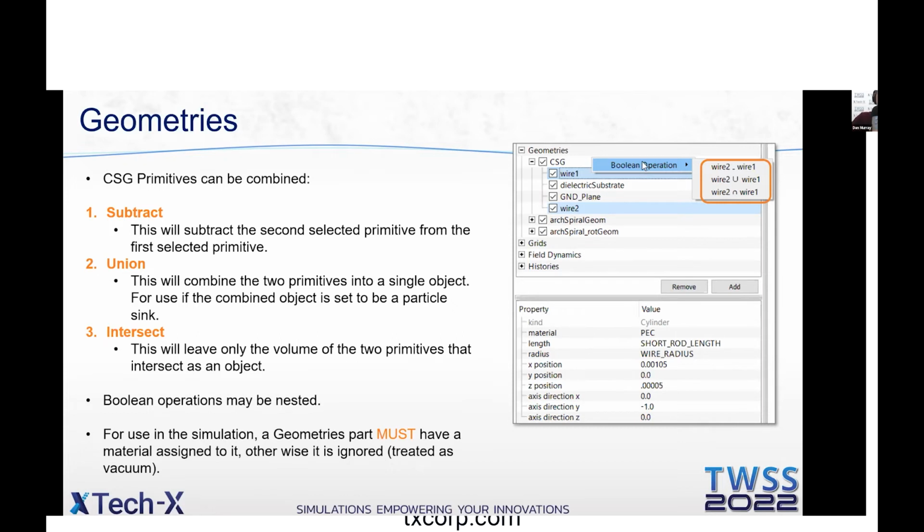I would like to mention again, for use in a simulation, the geometry part must have a material assigned to it. Otherwise, that geometry gets treated like it's made of vacuum, and so it just simply does not exist within the simulation. And so that is kind of key. You can import a material, but you then need to assign that material to a geometry in order for the geometry to show up in the simulation and for it to have the properties of the material that you imported. So there are a couple of steps that users have to be aware of and make sure that they've followed.